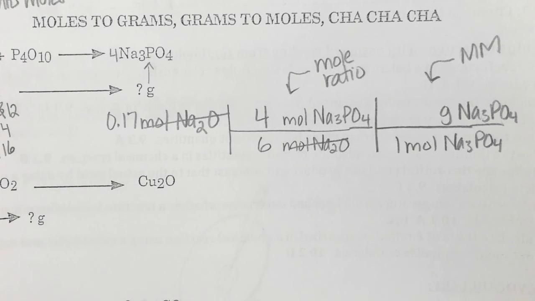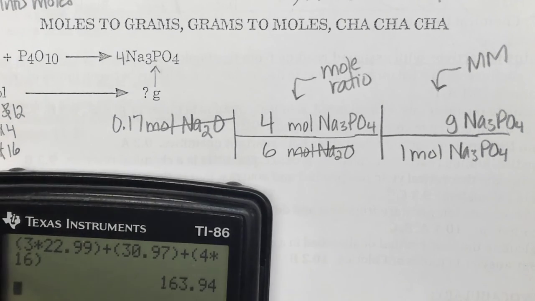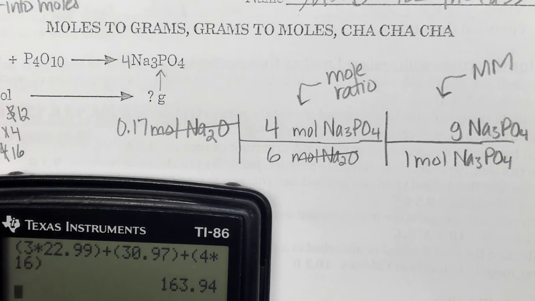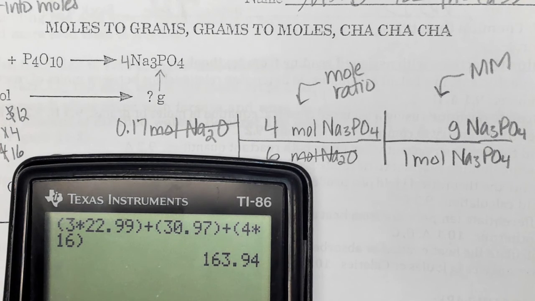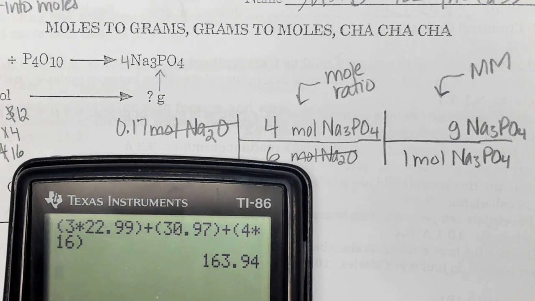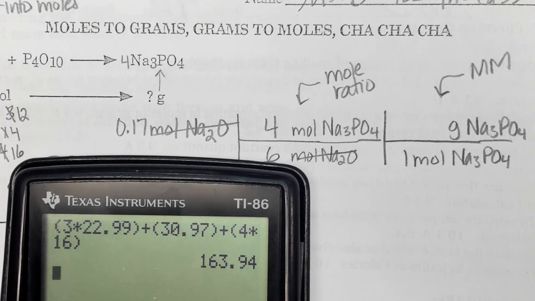3 times 22.99 plus 30.97 plus 4 times 16. I get 163.94. Give me a thumbs up if that's what you got on your calculator.